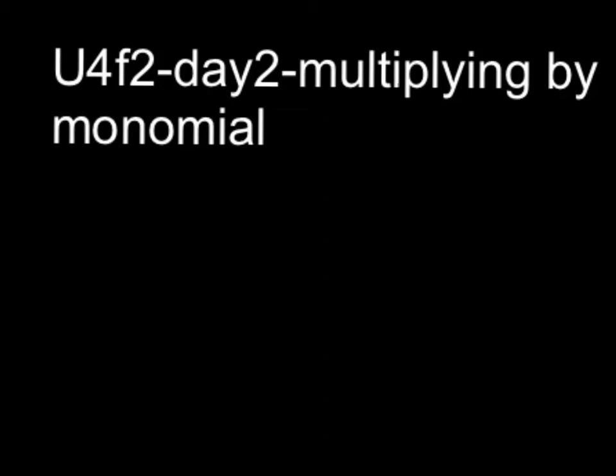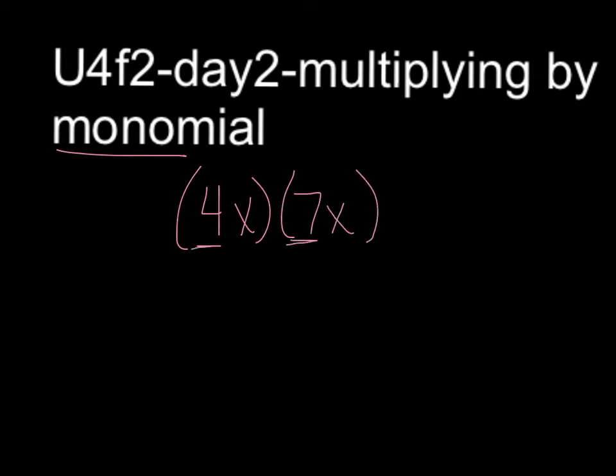We're multiplying by a monomial. Remember, a monomial means single or one. So this is one term, and we're multiplying by multiple terms. A couple things you need to remember. If we are multiplying x's, you're going to take the 4 times the 7 and you get 28. Now x times x, remember, in multiplication we add exponents, so this is x squared.